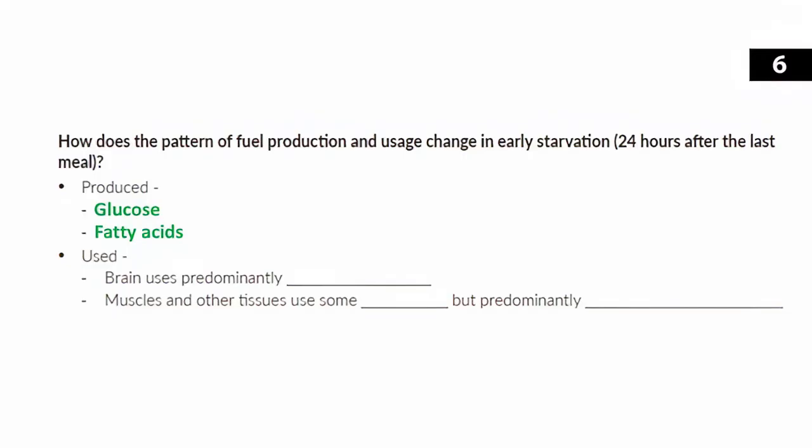And then what fuels your body uses depends on the tissue in question. So the brain uses predominantly glucose. The brain is very specialized. It really prefers glucose more than anything else, although it can use ketone bodies, but it really does need some glucose. But then muscles and other tissues use glucose sometimes, but they predominantly use fatty acids. So the rest of the body is going to use a secondary energy source like fatty acids much more readily than the brain will. The brain, again, primarily needs glucose, but muscles and other tissues can use fatty acids when needed.